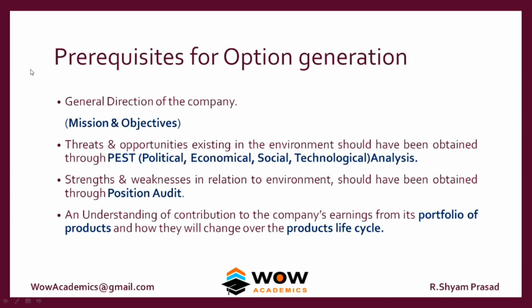Before that, we need certain basic requirements for generating the options or the choices. What are the things that we need? We need to be very clear about the mission and objectives of a company. We should have already done the PEST analysis and a position audit, and we should also have an idea about the various products of the company, and where those products are in the product life cycle. Essentially, it is about the mission and objectives. The S and W come here, the O and T come here. So it's essentially all these boxes. These things are the SWOT. In order to generate options, we should know the mission objectives and the SWOT.